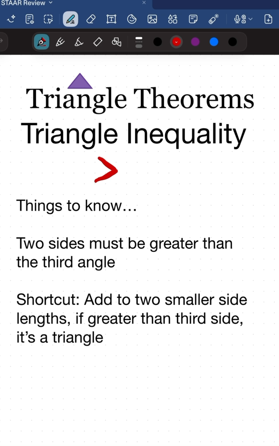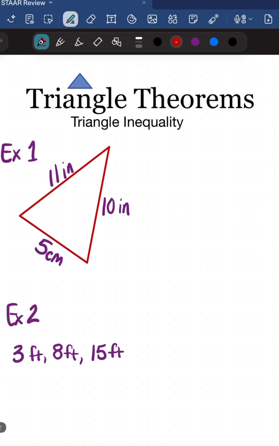But there's a shortcut to this. If we add the two smaller side lengths, and it is greater than the third length, then it is a triangle. So I will show you both ways dealing with our practice. Determine whether these are triangles or not. So I'm going to show you the longer way, and then I'm going to show you the shortcut way.